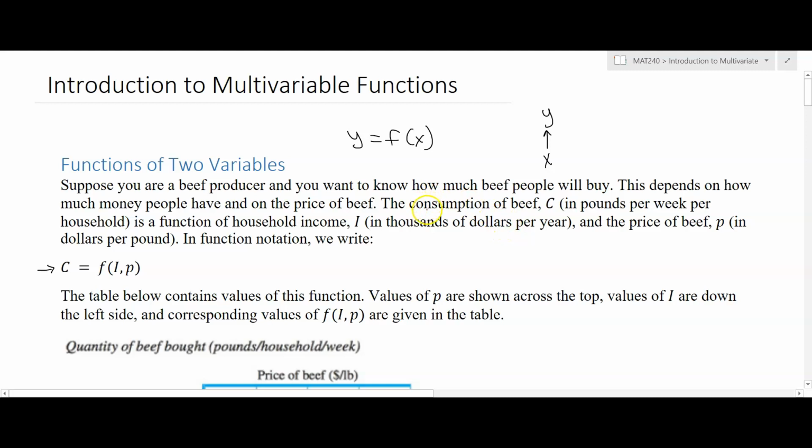A family probably earning $100,000 a year is going to be able to consume more beef than a family earning, say, $30,000 a year. The consumption also depends on the price of beef, because even though you may have a steady income, if the price is really high, you might wait until it's on sale to purchase it. So the amount consumed on a weekly basis is a function of the family's annual income and the price of beef, measured in dollars per pound.